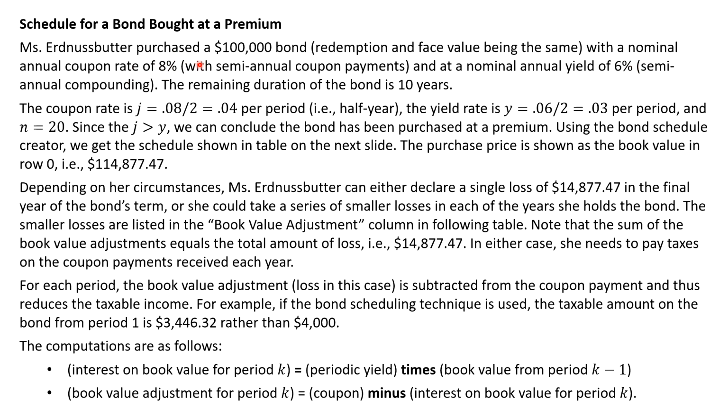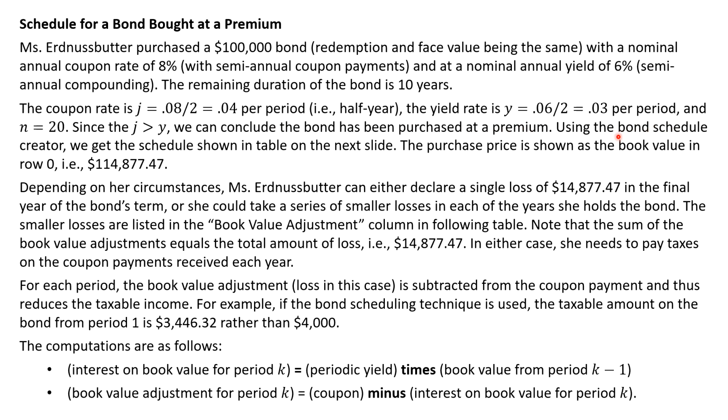Now, remember, the coupon payments remain the same. It's just that this yield is based on the present value of all the coupon payments plus the price of the redemption payout at the very end. So we can calculate that, and using these numbers, we calculate the coupon rate, 0.04. We have to divide by 2. Yield is 0.03. Since J is greater than Y, we know it's bought at a premium.